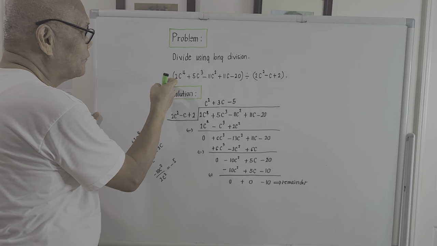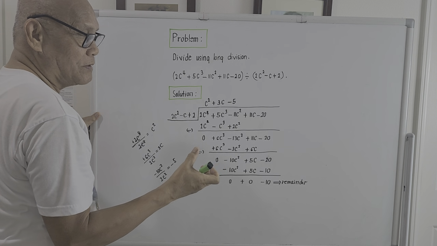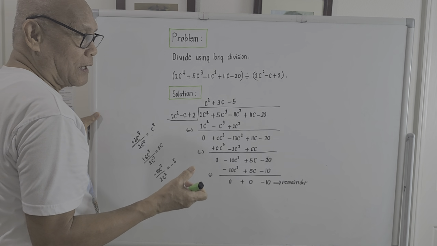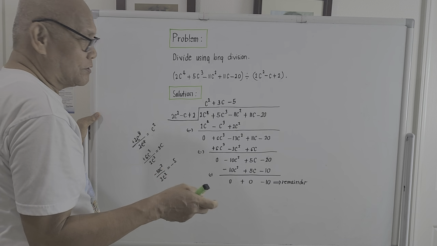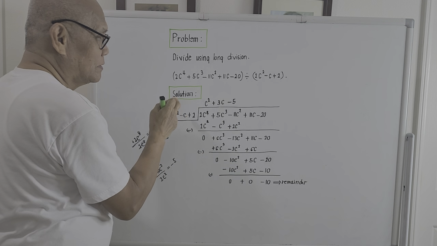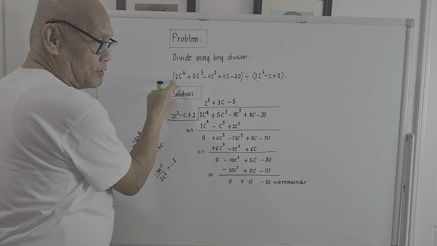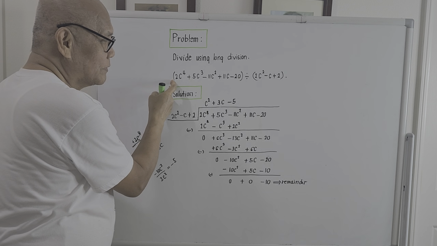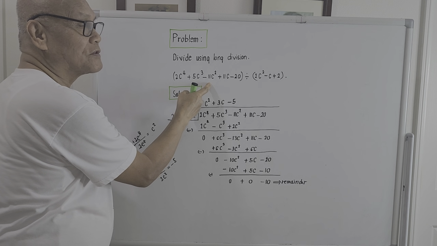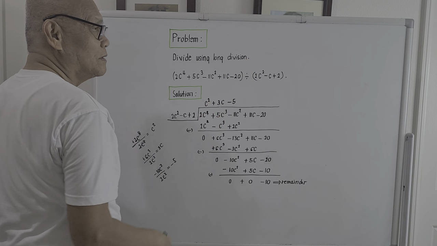Problem: divide using long division. We are given the algebraic equation, and the degree of this is actually to the fourth power. The given algebraic expression, because there is no equality, is 2c to the fourth plus 5c cubed minus 11c squared plus 11c minus 20, close quantity.